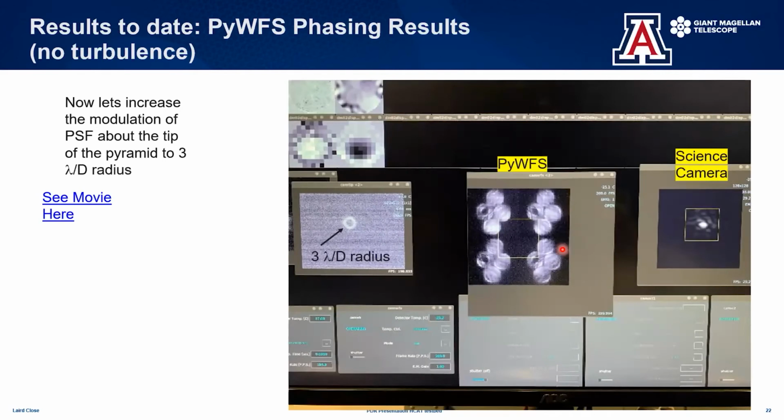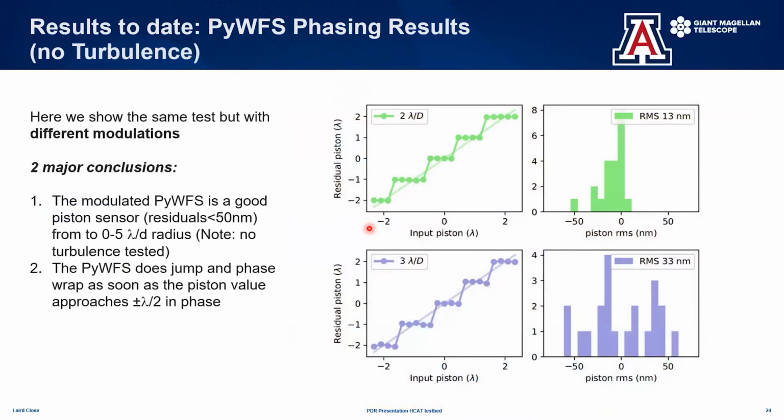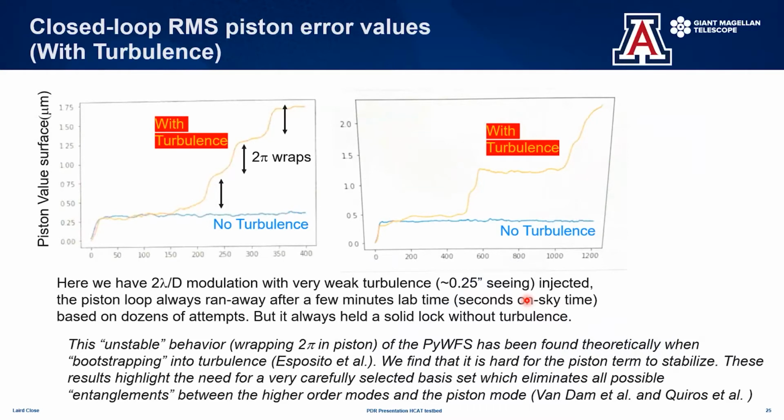We increased the linearity of the sensor by increasing the modulation to 3 lambda over D of the pyramid sensor. And with those tests, you can see here, we used Sebastian Haffert's software code to do these tests. Sebastian's code was able to recover that the flatness of these steps when we were modulating by 2 lambda over D was on the order of 13 nanometers, 3 lambda over D was on the order of 33 nanometers. We were even able to get 5 lambda over D modulations to work as well. So without turbulence, the pyramid wavefront sensor worked quite well.